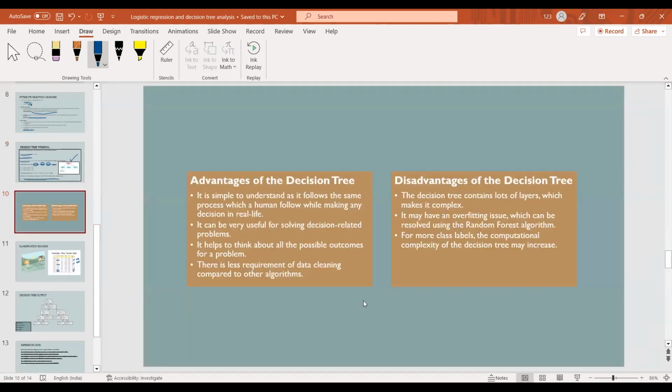After this, we talk about the advantages and the disadvantages of the decision tree. Basically, again, as I mentioned earlier, it is the process which a human follows while making any decisions in life, right?